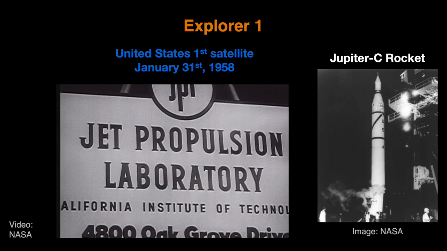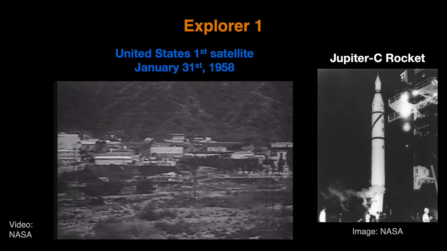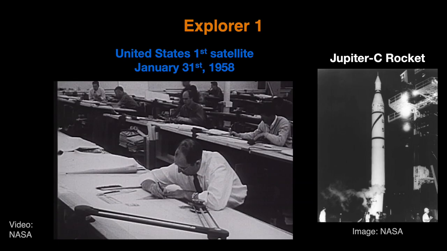1958. But meanwhile, far across the country at the Jet Propulsion Laboratory, a sprawling 80-acre research and development complex in Pasadena, California, scientists and engineers were racing toward the same deadline, 90 days to put a satellite into orbit.